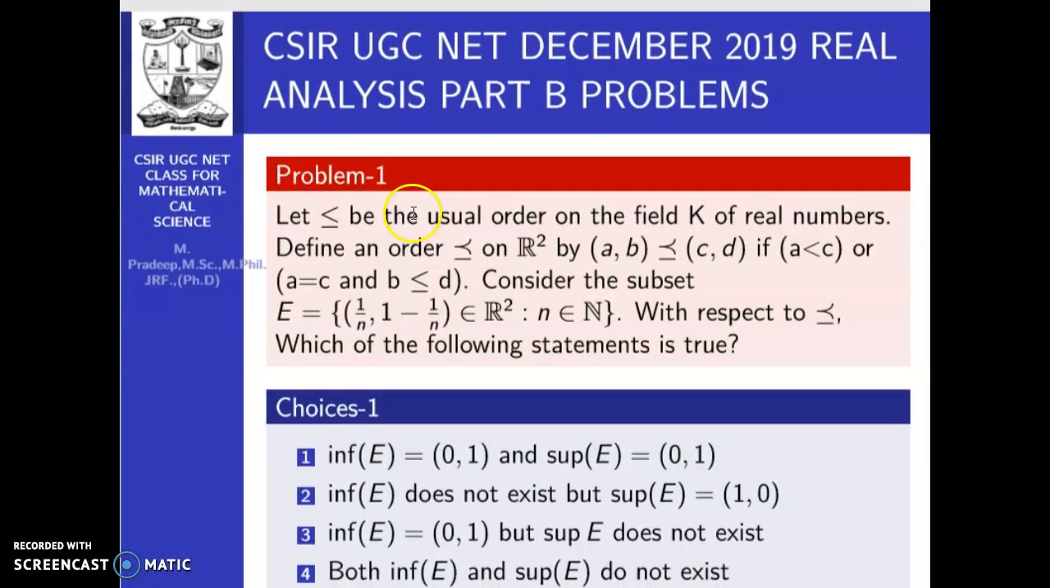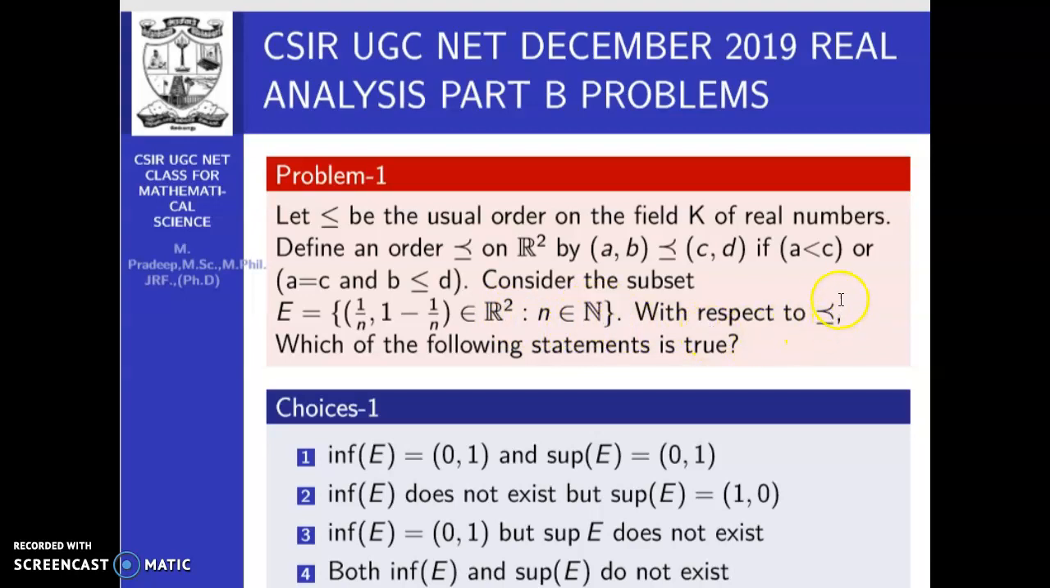So problem number 1. Let less than or equal to be the usual order on the field of real numbers. Define an order on R2 by (a, b) less than or equal to (c, d) if a is less than c, or a equals c and b is less than or equal to d. Consider the subset E equal to the set of (1/n, 1 - 1/n) belonging to R2, where n belongs to the positive integers, that is, natural numbers.